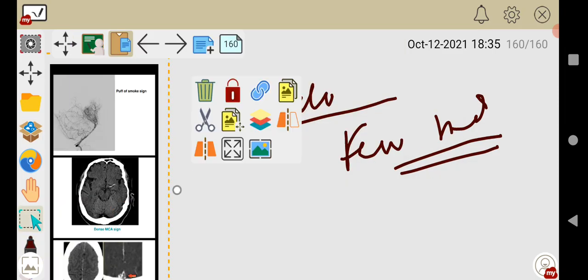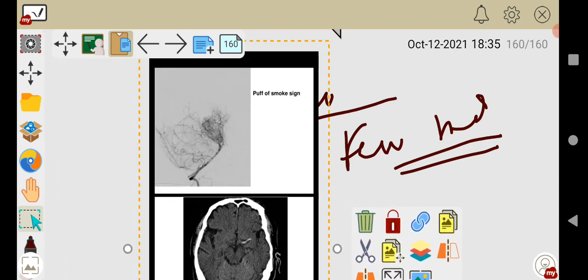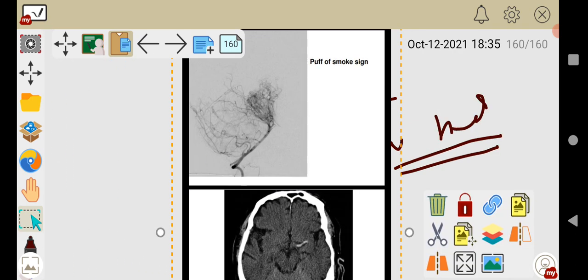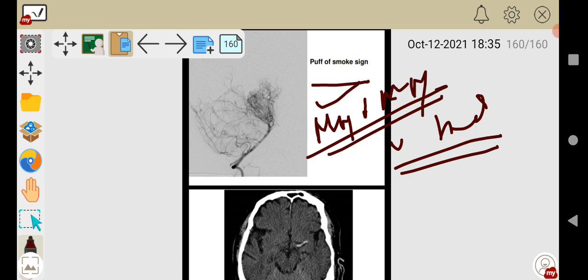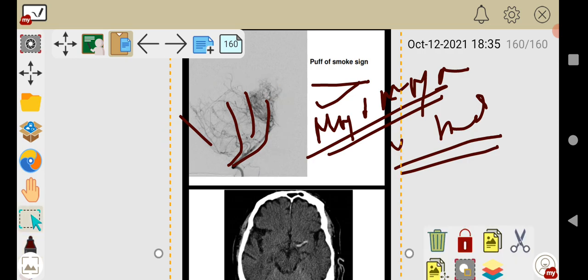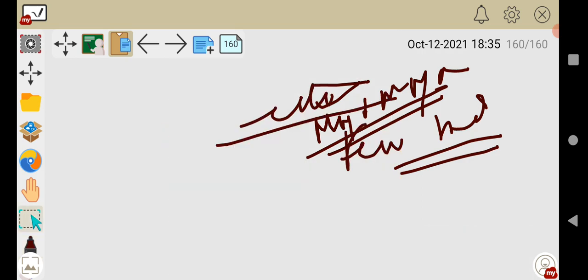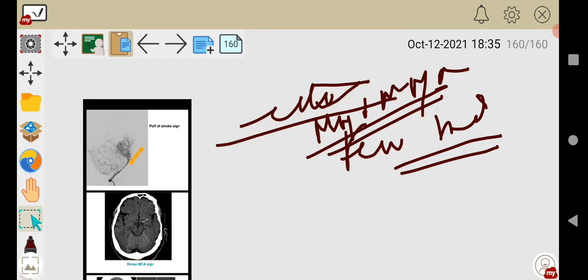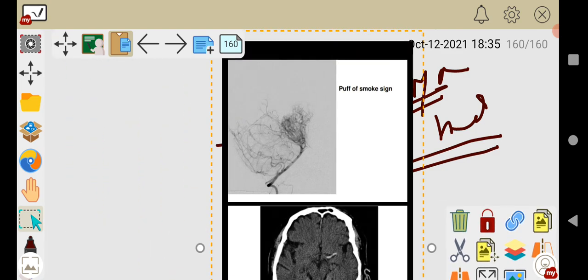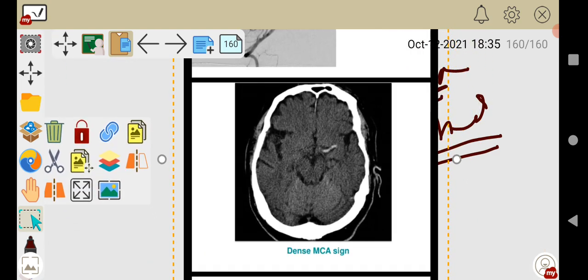Okay, so see this one, right? See this image. This is your puff of smoke appearance seen in Moya Moya. It has been asked, Moya Moya disease, right? This puff of smoke goes in like this, like this, like this. So this is the puff of smoke appearance in Moya Moya, correct?